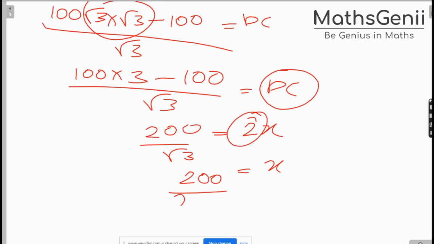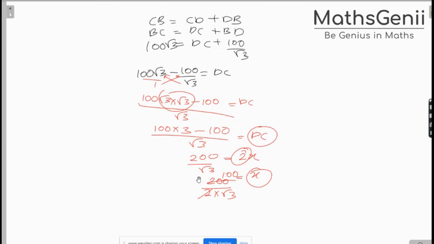This 2 multiplied comes in divide. So 2 ones are 2, 200s are 100. So your answer of x is 100 upon root 3. So this is your answer.